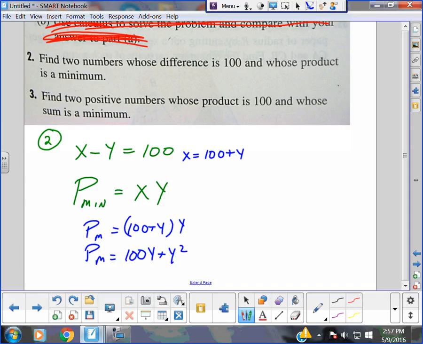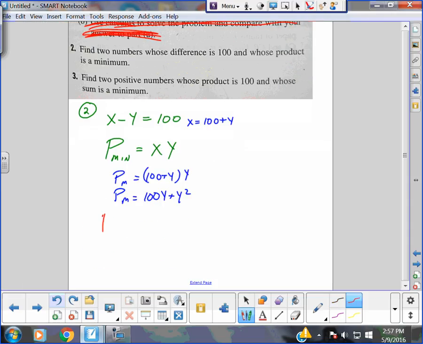Now everybody, we do our little happy dance. Yay. All right, because we now have one variable and we can optimize by taking the derivative, p min prime. I think it's 100 plus 2y. And everybody, we can set p min prime to 0. And I think I get, and guys, you plug 0 here, right? I think it's negative 50, right? Y is negative 50.